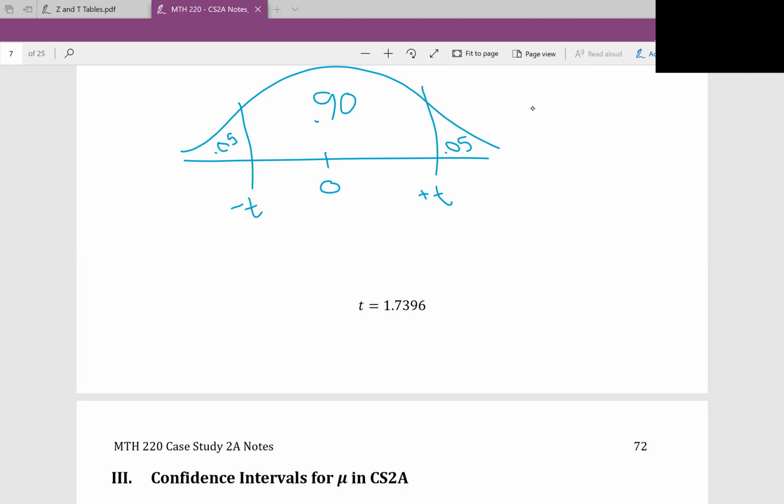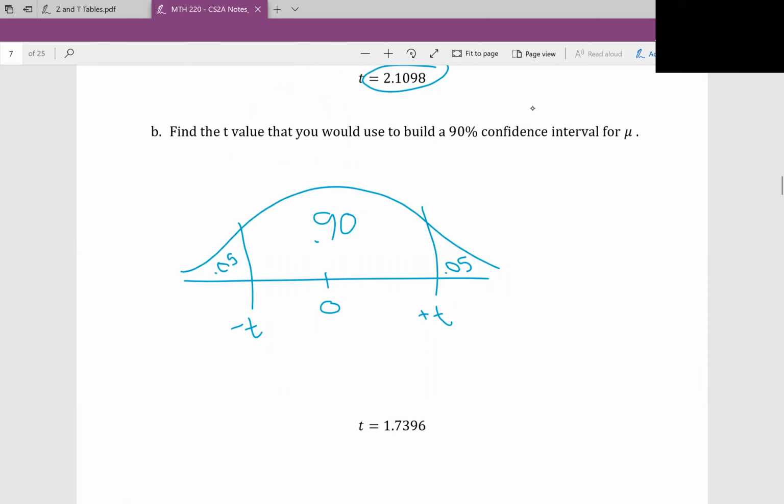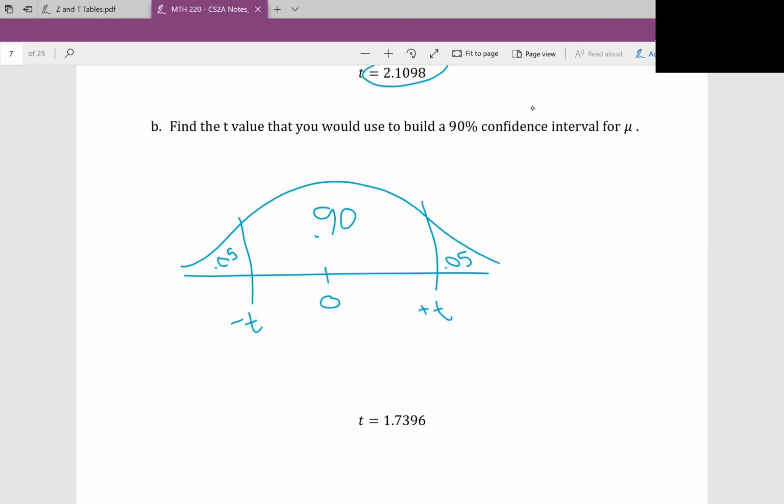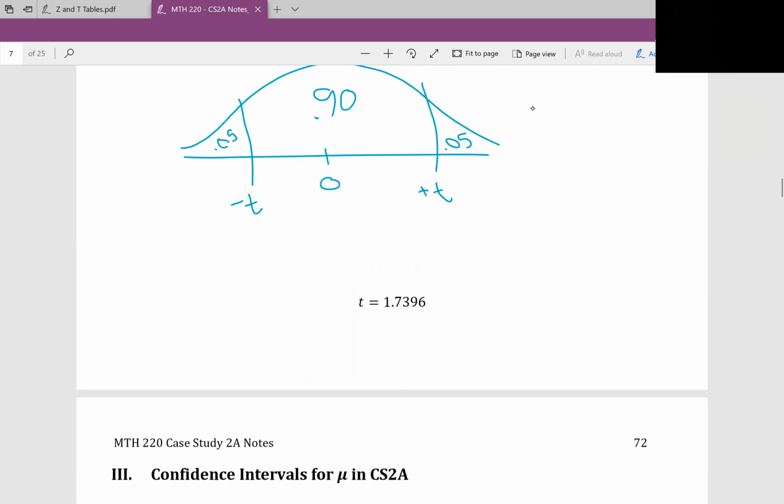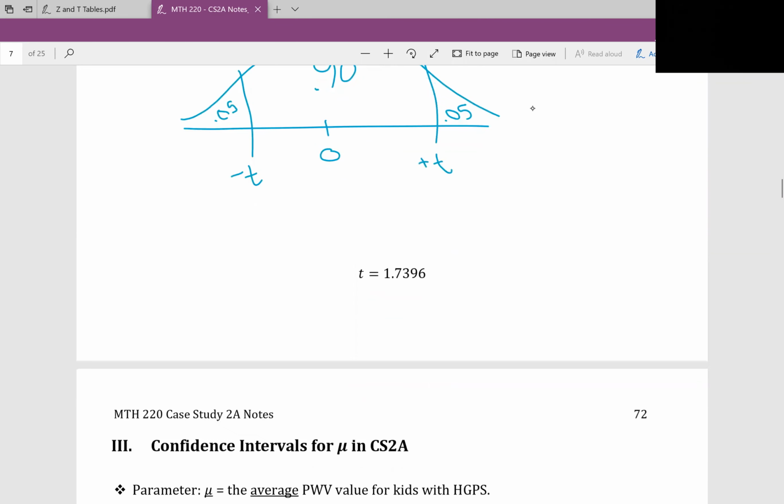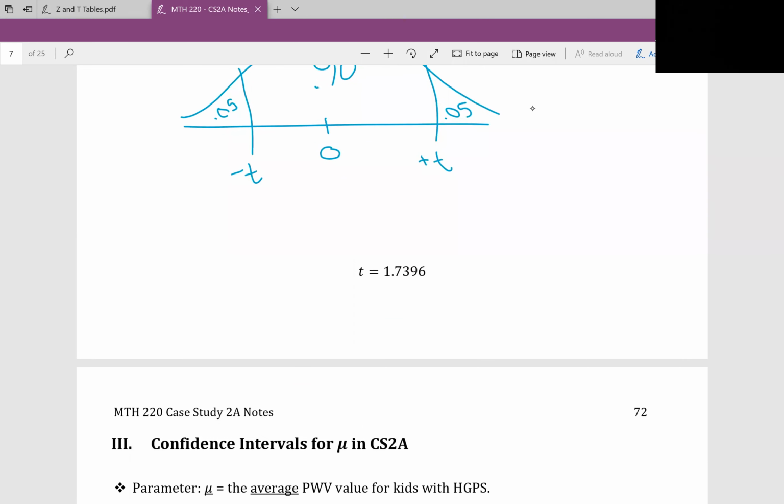Okay, so we left off last time talking about how we get that t value that we're going to then use in our confidence interval. All right, so confidence intervals for mu in case study 2A. Just a reminder, our parameter mu is the average pulse wave velocity for kids with HGPS.